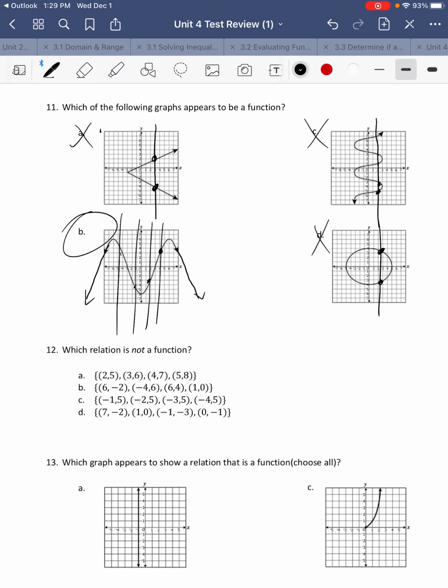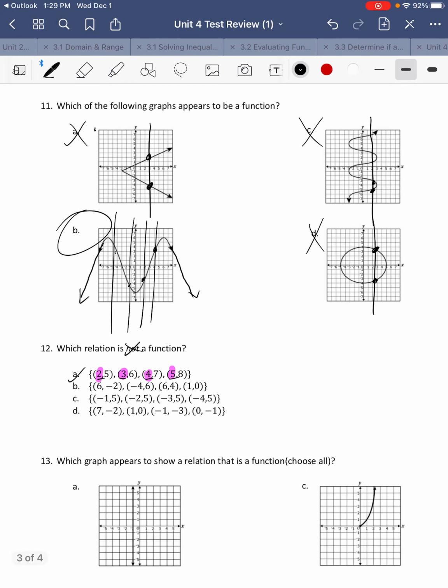Which relation is not a function? You could cross out the "not." A function is when the x's don't repeat. So 2, 3, 4, 5. That is a function, so that one cannot be the right answer. The next one, 6, -4, 6, 1. That is not a function. So that should be the answer.